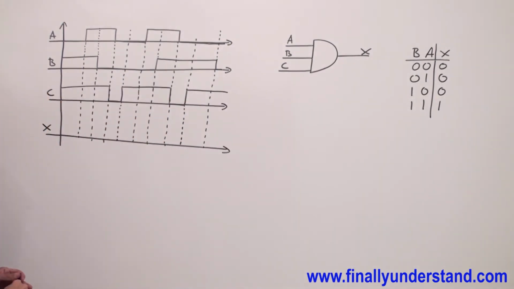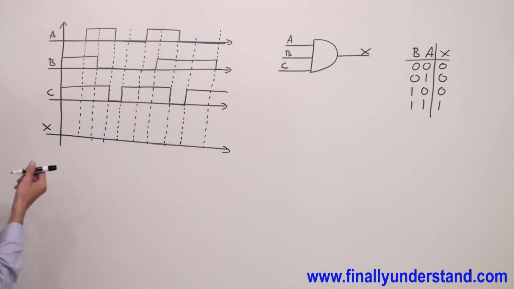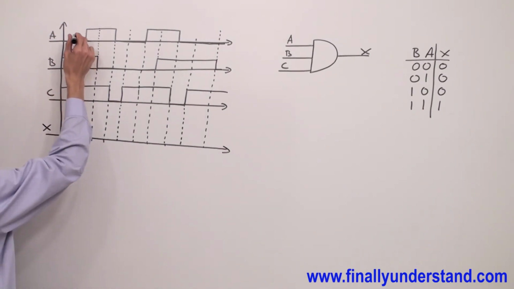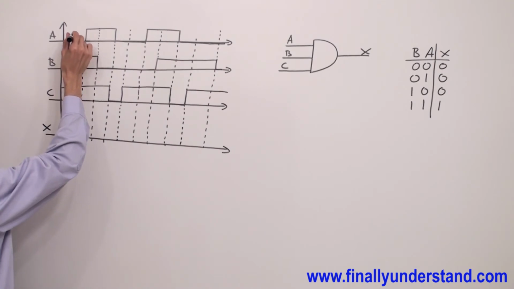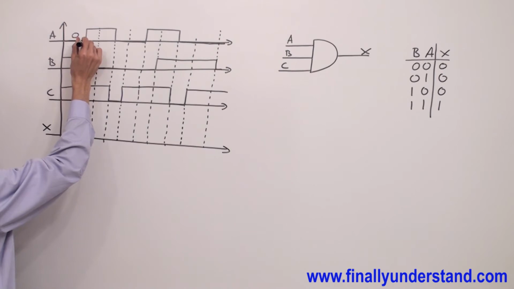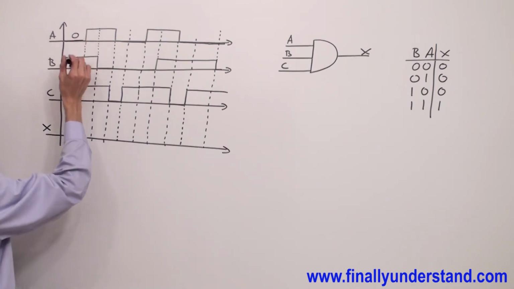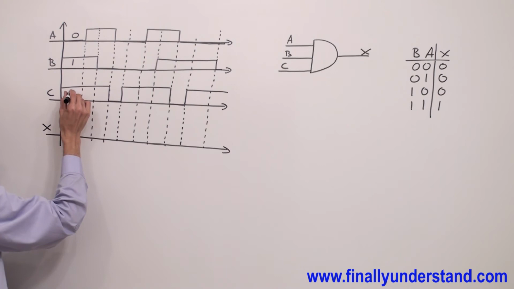Next, we're supposed to look at the columns which we created. And please notice that this is logic 0. Why? Because this is level 0 and this is level 1. That's why this is 0. This is logic 1. This is also 1.